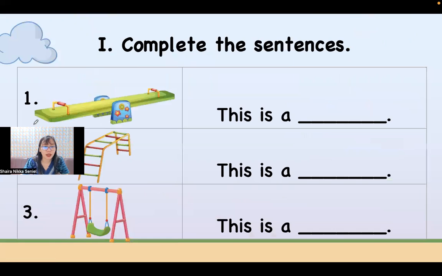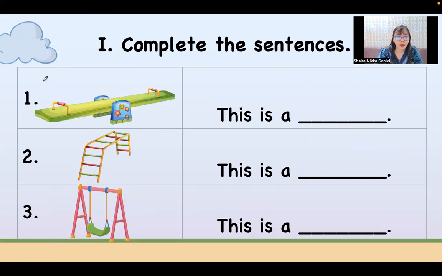So activity. Okay, so we have here number one, number two, and number three. So I just need you to write the names of these equipments in the blanks. Okay, so this is a, what is this? This is a. What is this? This is a. What is that?